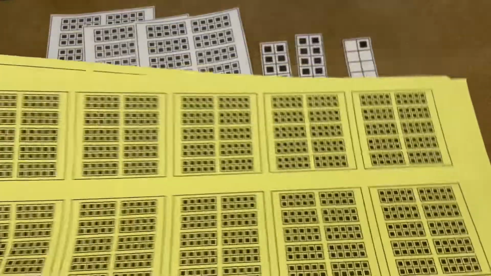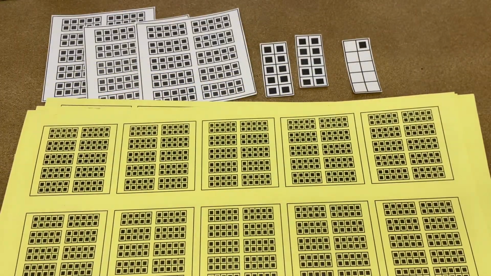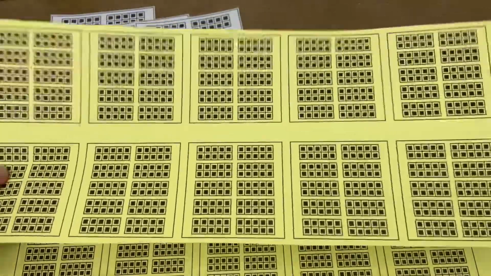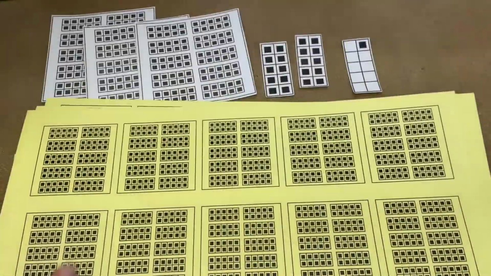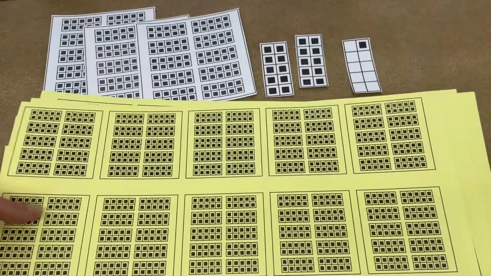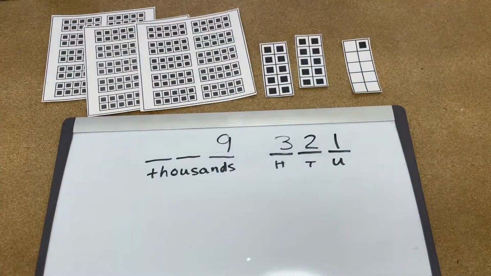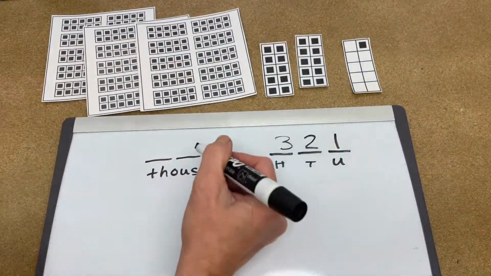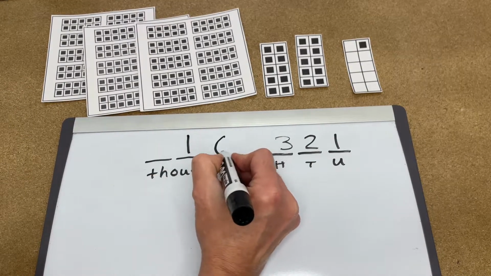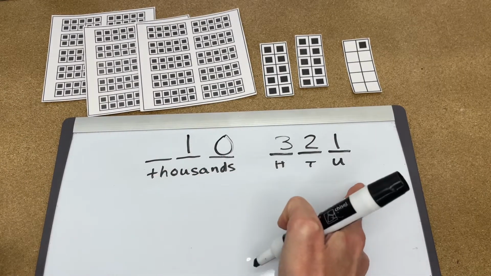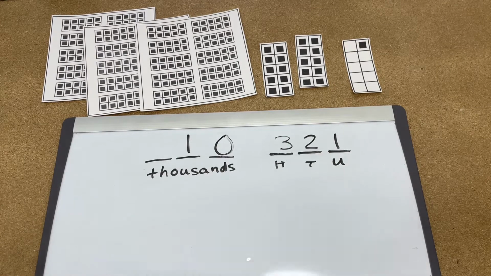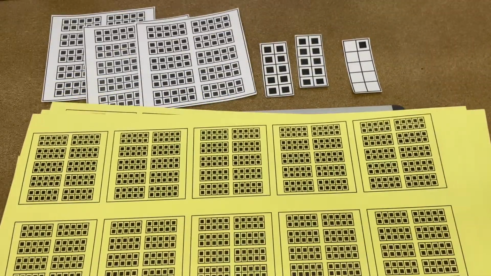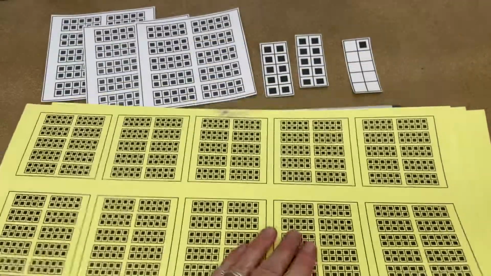Now what happens, we have 9,321, if we add one more 1,000? Well, we know that 9 plus 1 is 10. So 9,000 plus 1,000 is 10,000. So we would write 10,321. We always leave a space between the thousands and the hundreds, tens, and units. And then we would keep showing students 10,000 plus one more is 11,000.